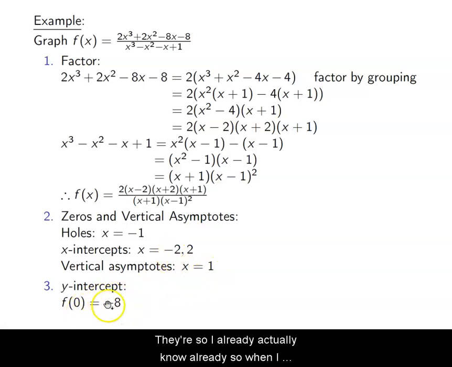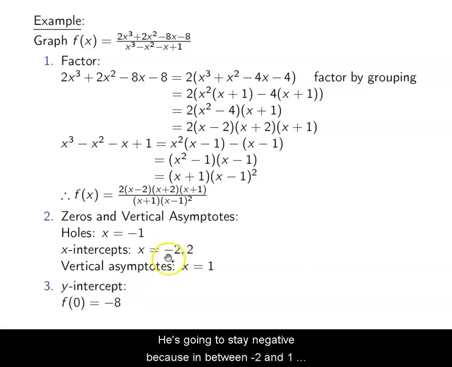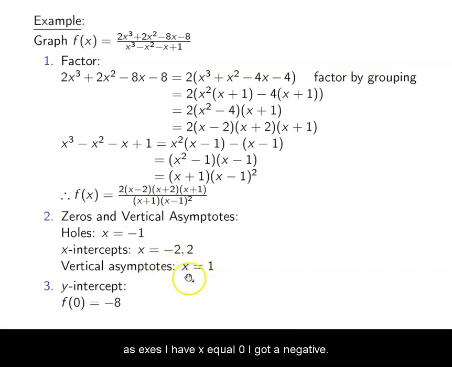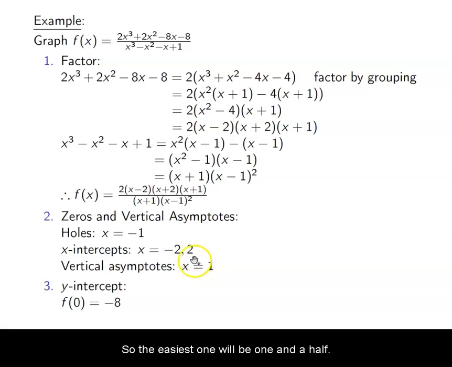So I already actually know. When I plugged in 0, I get a -8. So I know that as I approach 1 from the negative side, right, it's going to stay negative, because in between -2 and 1, I have x equals 0. I got a negative out. It never crosses the axis again. I don't have to worry about it, right? So I know that as I approach this from the left, it'll be negative. So now I'm going to plug in a value in between 1 and 2 to know what happens when I approach from the right. So the easiest one would be 1.5, right?